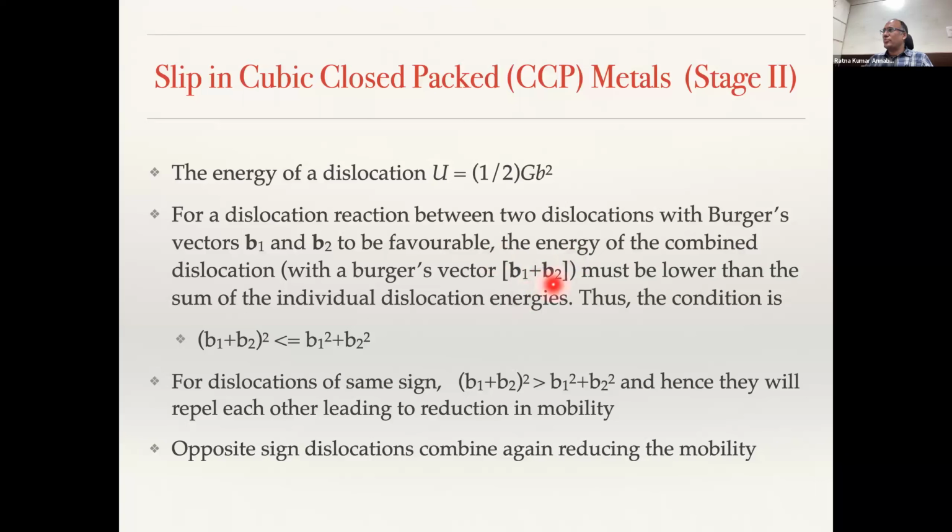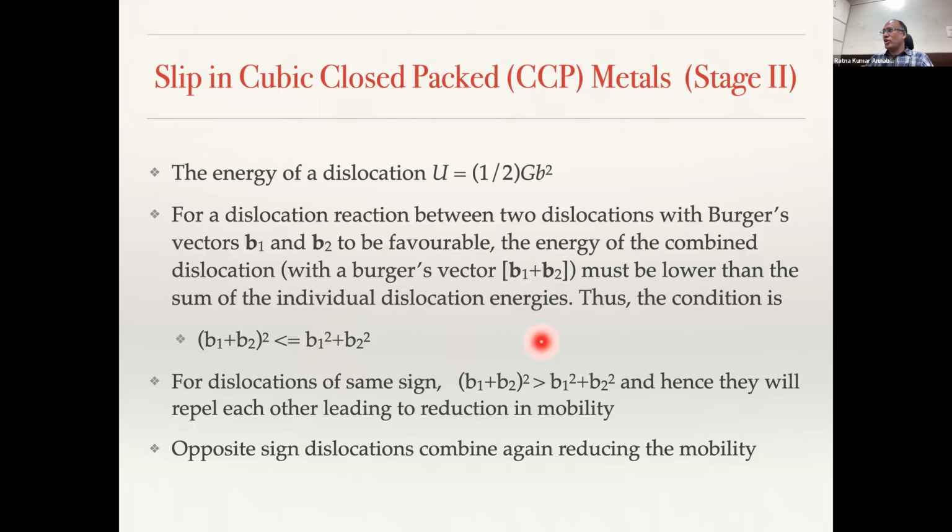This is a new Burgers vector. That means they combine to form a new dislocation. When do they combine? They combine only when B1 plus B2 whole square is less than or equal to B1 square plus B2 square. Only under that condition they combine, otherwise they do not combine.